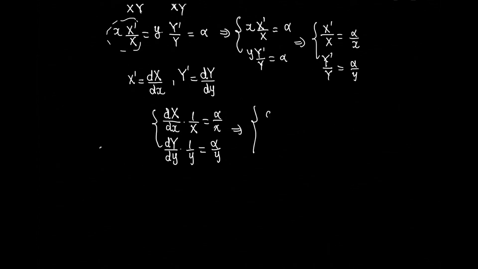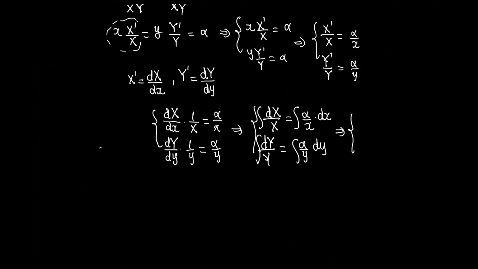Then you have dX over X equal to alpha over x times dx. And then you have dy over y equal to alpha over y dy. Now integrate both sides.